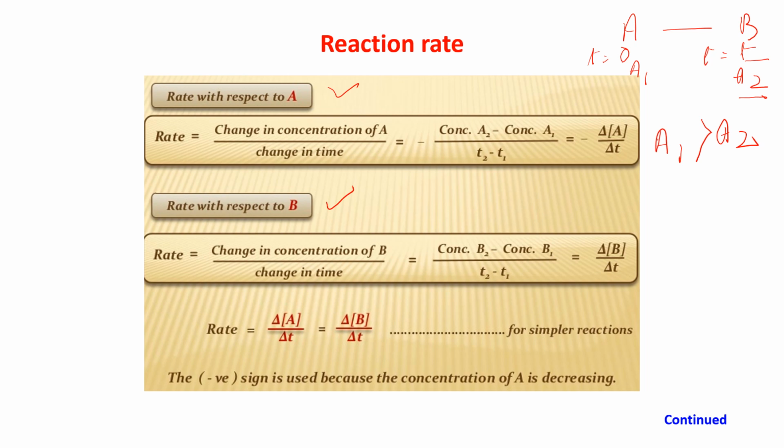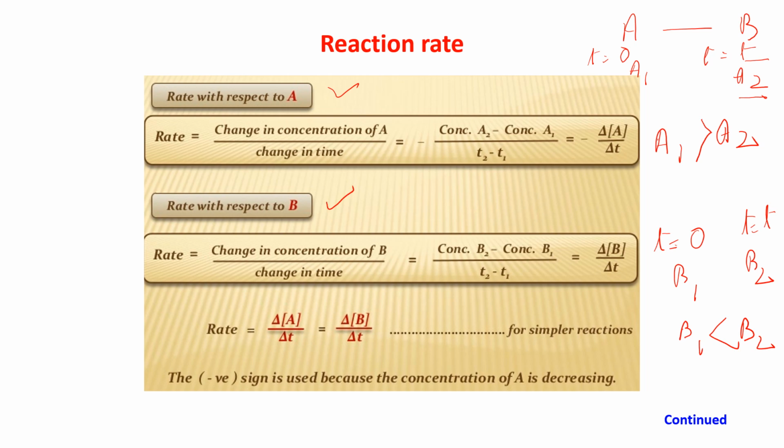Suppose for B, that is the product, at the beginning of the reaction, that is time T equals 0, the concentration of B is B1, and after some time when T equals T, suppose the concentration of B is B2. But at the beginning there was no product, so B1 is less than B2, because after some time the A is consumed and the B is produced.